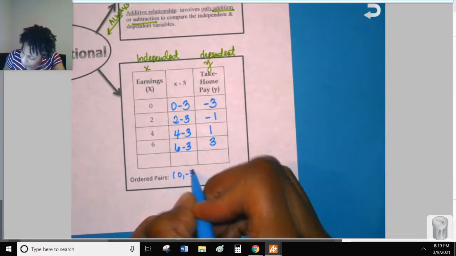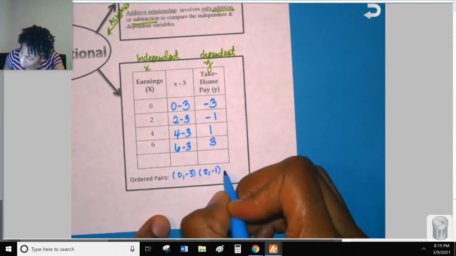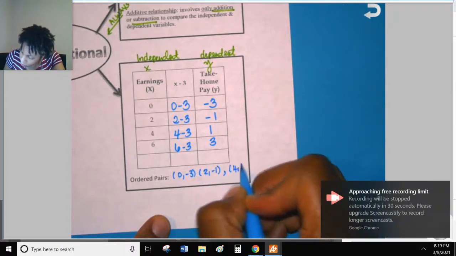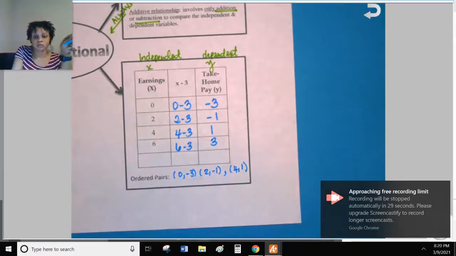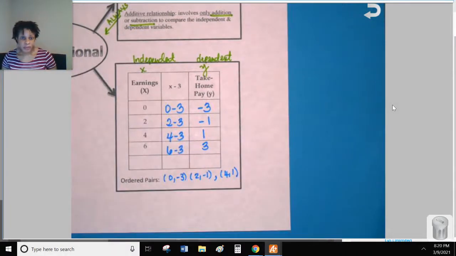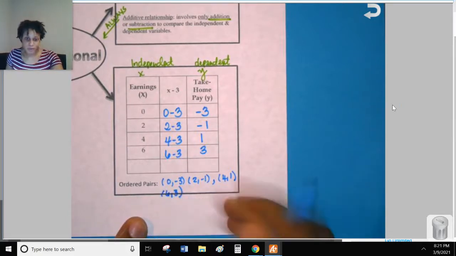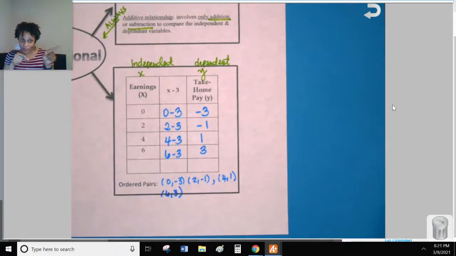And again, we could do those ordered pairs: 0, -3, 2, -1, 4, 1, 6, 3. So these are our ordered pairs. If we did not have a graph and we had to use a table, I could take these plot points on my coordinate grid and connect them to make my graph, right?